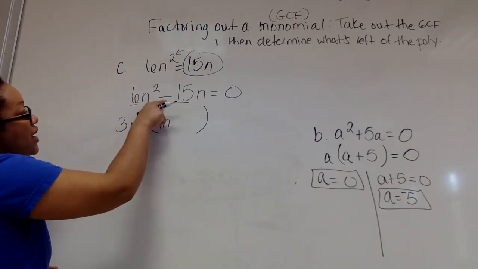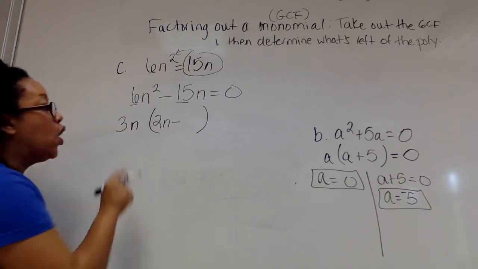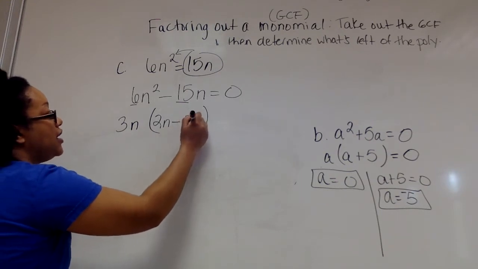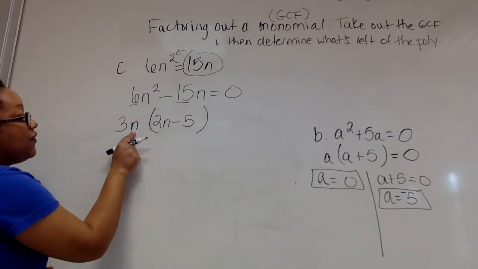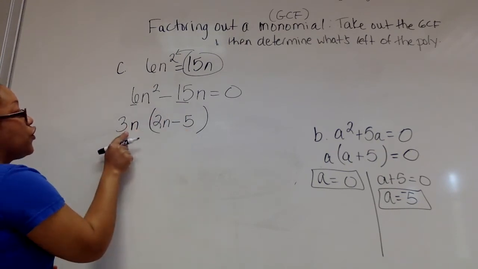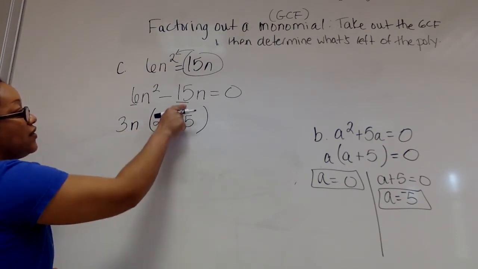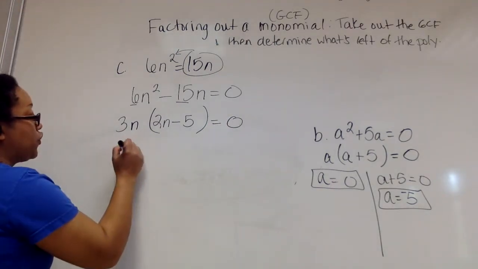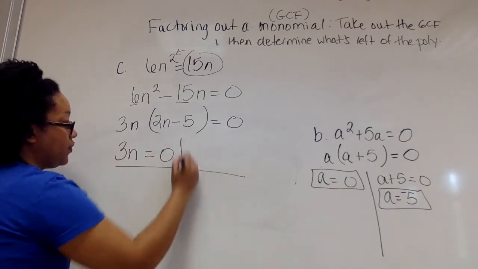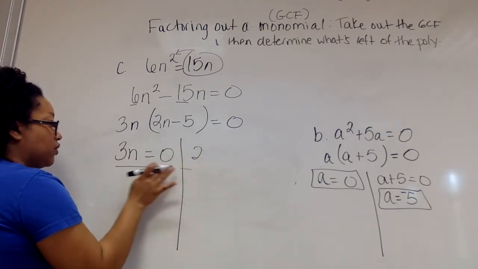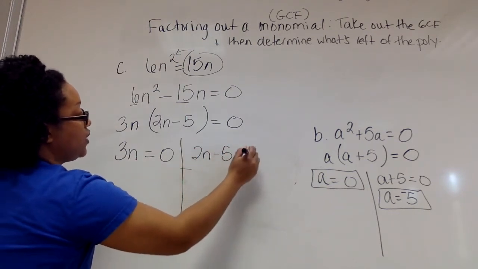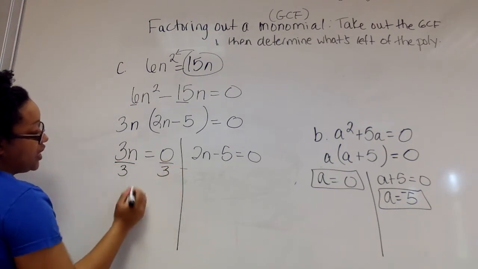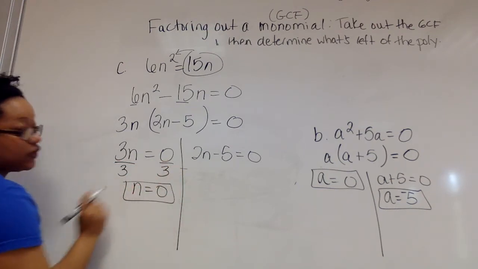Now, if I have a minus sign here, I'm going to have a minus sign there. What do you multiply 3 by to get a negative 15? Hopefully you will say negative 5. And since I already have the n, I don't need another n in here. 3n times negative 5 is negative 15n. Set it equal to 0. Solve. 3n equals 0. 2n minus 5 equals 0. And now let's solve. 3 times n. Divide both sides by 3. N equals 0. There's your first solution.